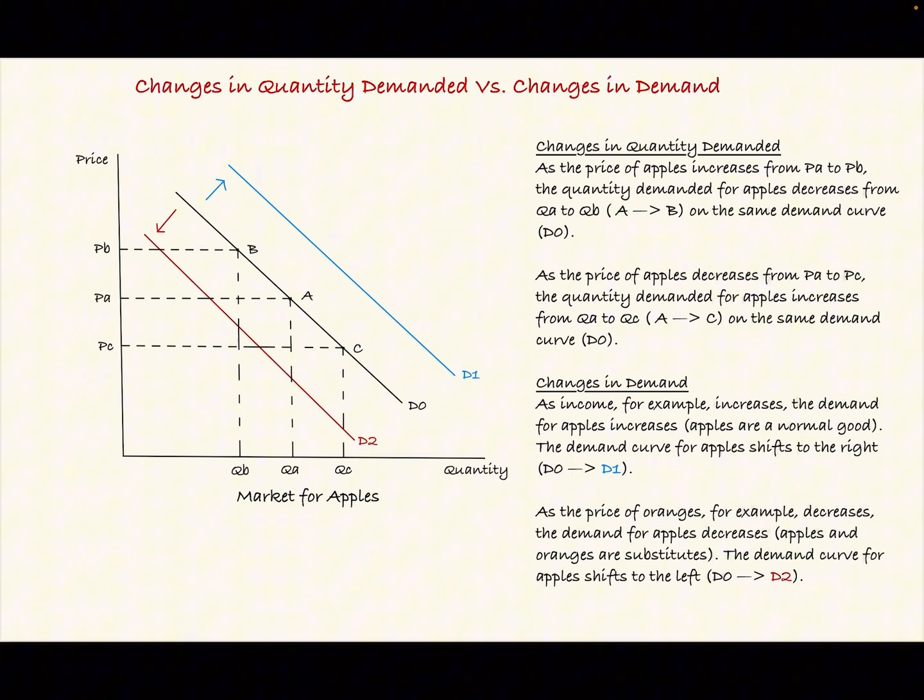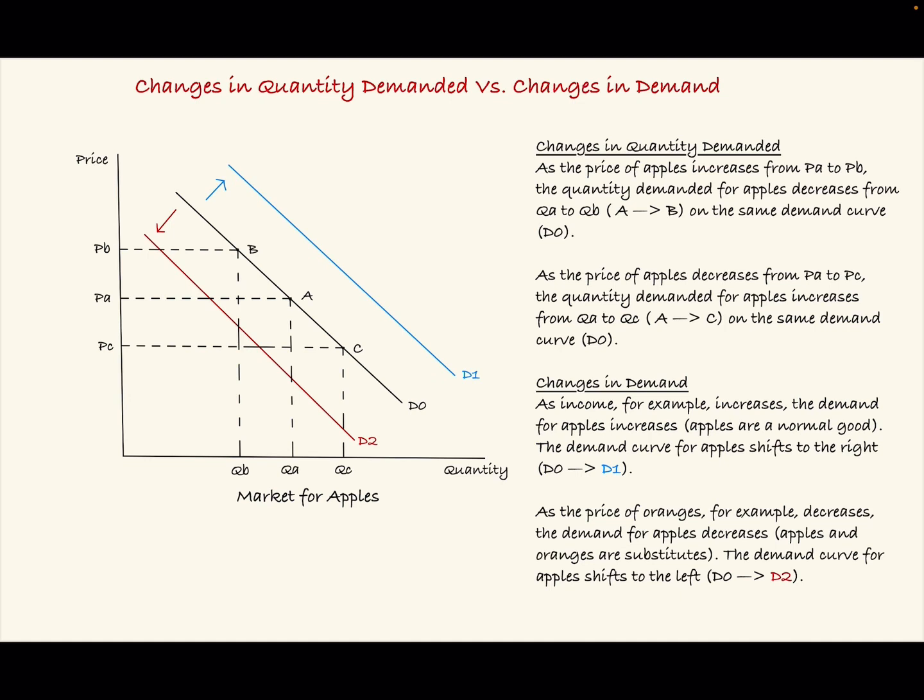Now we're going to look at changes in demand. As income, for example, increases, the demand for apples increases. This is because apples are a normal good. The demand curve for apples will shift to the right to represent this increase of demand. In our example, this is the shift from D0 to D1.